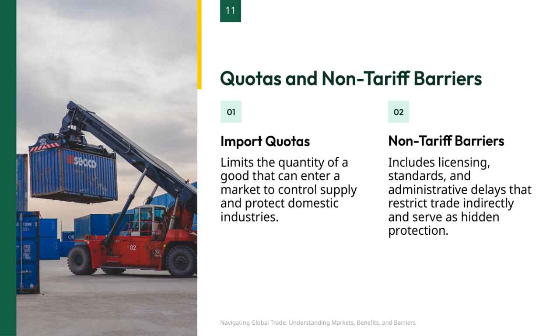Then, we have non-tariff barriers, which are a bit more subtle, but equally impactful. These include licensing requirements, standards, and administrative procedures that don't involve taxes, but still restrict trade. They often act as hidden protections by making it more difficult or costly for foreign goods to enter the market, effectively limiting competition. Both quotas and non-tariff barriers shape trade flows and can influence the competitiveness of global markets. The image of the forklift moving a shipping container reminds us of the physical movement of goods, which is controlled by these policies behind the scenes.